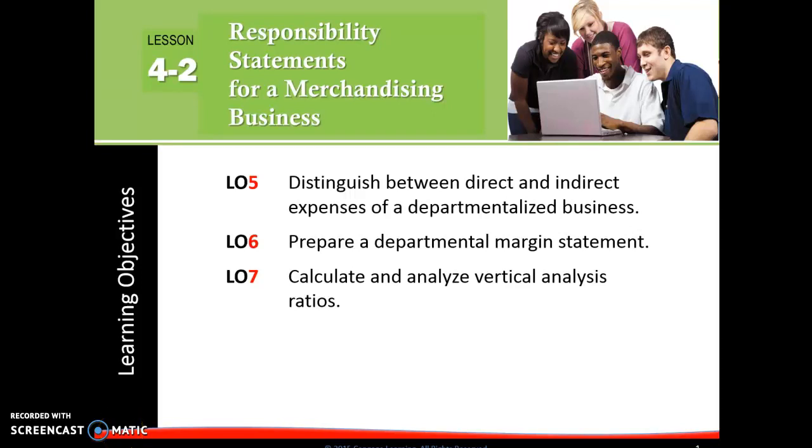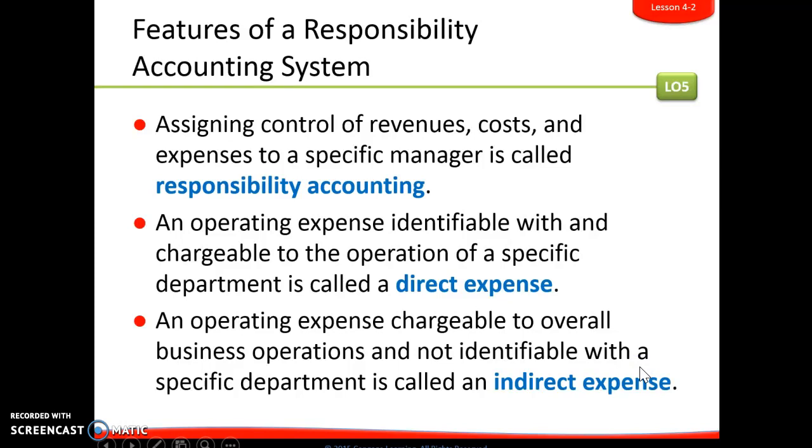4.2, responsibility statements for a merchandising business. We have 3 objectives. You need to be able to distinguish between direct and indirect expenses of a departmentalized business. You need to be able to prepare a departmental margin statement, and you need to be able to calculate and analyze vertical analysis ratios.